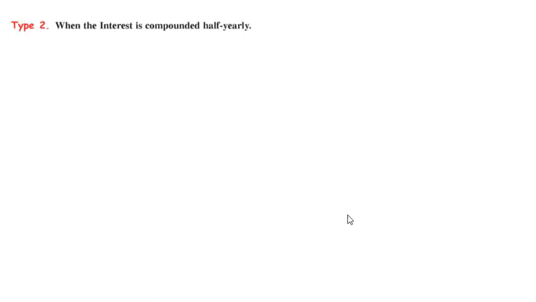Now let us see the second type of problem, when interest is compounded half yearly. Now there are some banks or organizations who give you interest after every 6 months or after every 3 months. Then in that case, I have to add my interest after 6 months or after 3 months. So therefore, let us see how we slightly modify our formula to get the answer.